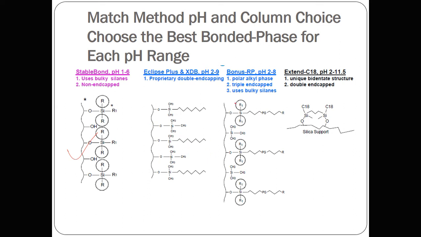And Bonus-RP is pH 2 to 8. It is a polar alkyl phase, triple endcapped, using bulky silanes, as given in this figure. Then you can see the Extend-C18, pH 2 to 11.5. It has a unique bidentate structure and double endcaps, as given in this figure.